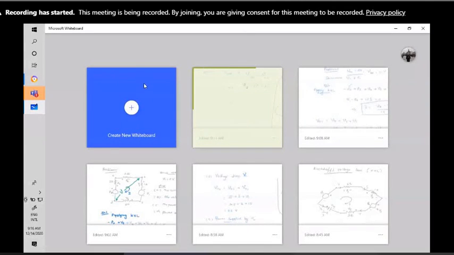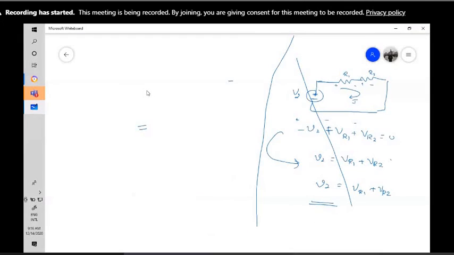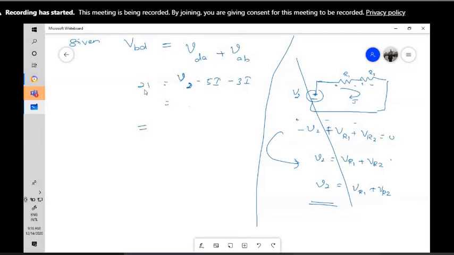Now if you remember, we have already obtained an equation relating V1, V2, and then we need one more equation. If we have two unknown quantities here, V1 and V2, and if I have two equations, I can solve these two equations and find the two unknown quantities. So that's what I am trying to do.